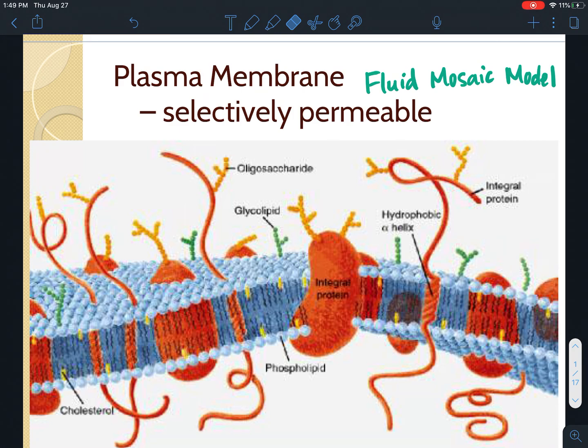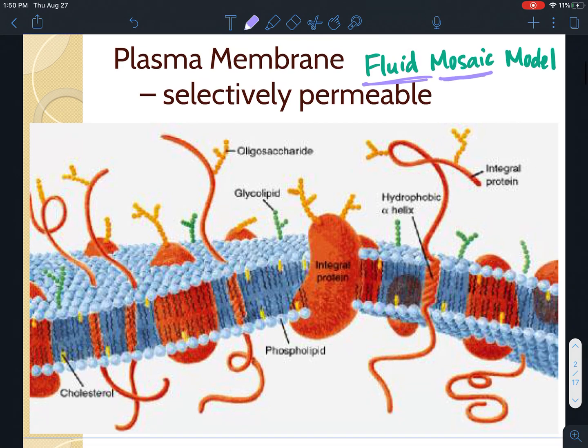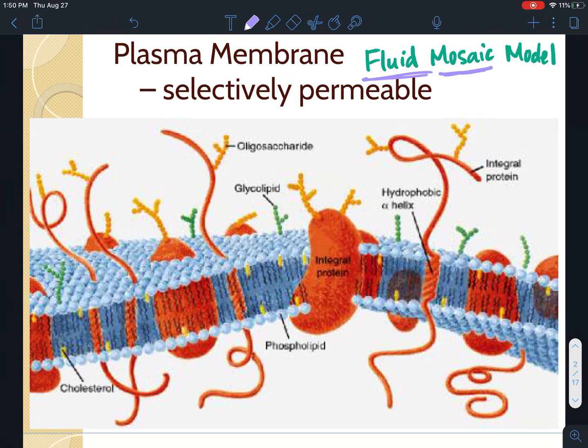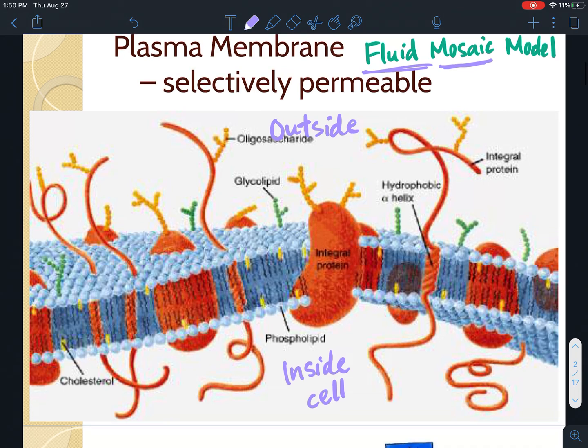So the fluid part just refers to the plasma membrane being movable. It is not a rigid barrier at all, very fluid. The mosaic part means that there are many small pieces that make up the whole, just like a mosaic in art. Okay, so if you look at the picture here, you can see that there's a whole lot going on with this. In this picture, this would be like the outside environment, and this would be inside the cell. And each of these pieces is really important, and we'll talk about them on an overarching view.